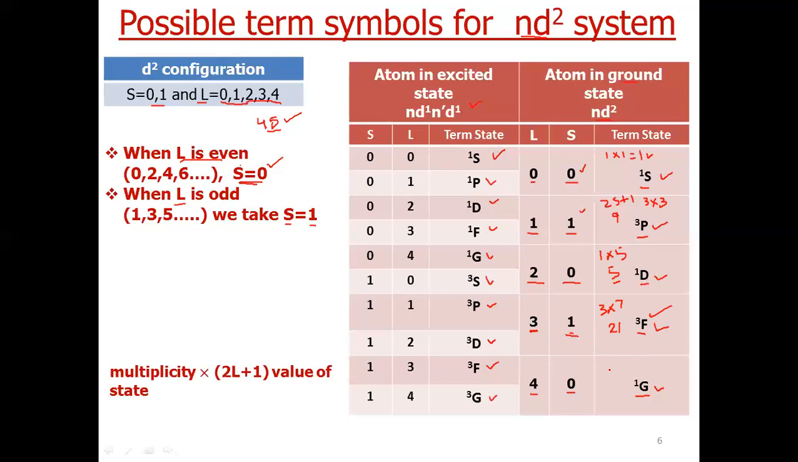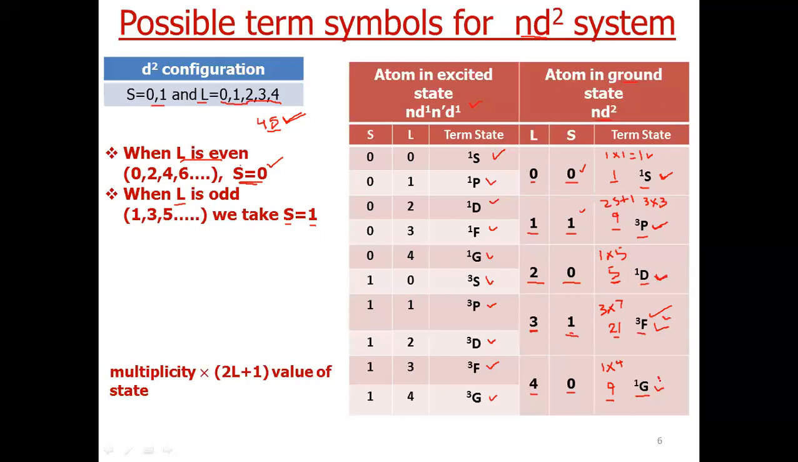Similarly, for 1G, we get 1 into, L is 4, 4 into 2 is 8, 8 plus 1 is 9, 1 into 9, so 9 microstates. So the total is 9 plus 21, 30, 30 plus 5, 35, 35 plus 9, 44, and 44 plus 1 is 45. So these 45 microstates can be represented by these 5 term states.